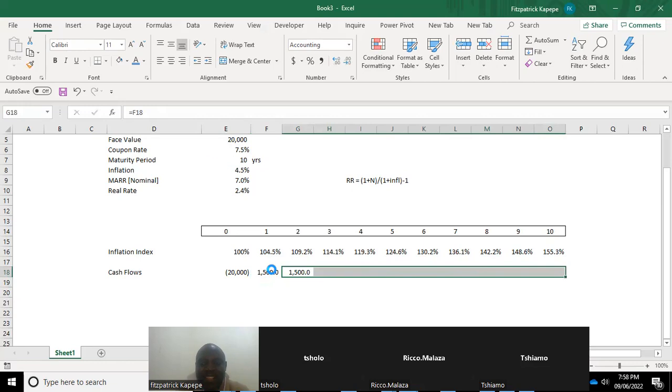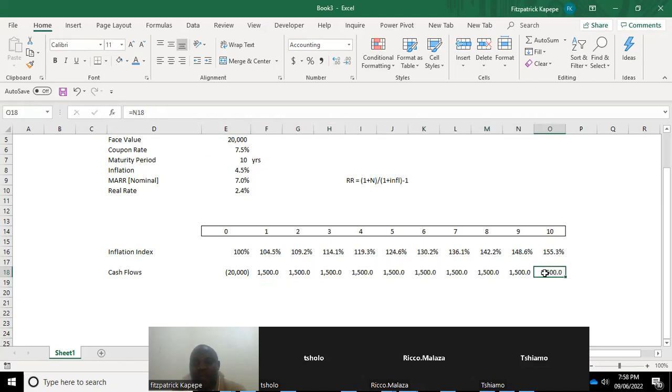We are promised that we will be receiving this 1,500. I'll go up to the 10th year. In the 10th year, this investment will be redeemed, so I'll not only walk away with 1,500 rands, because I'm no longer interested in buying any bonds, I'll even be given what I initially invested.